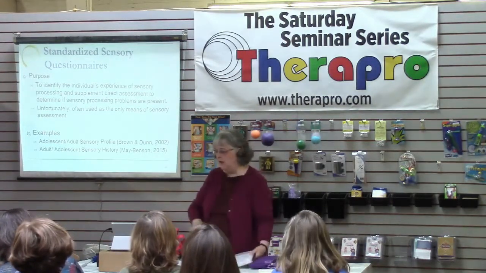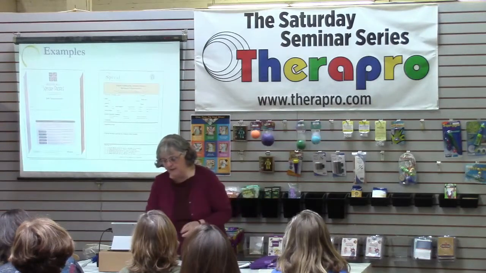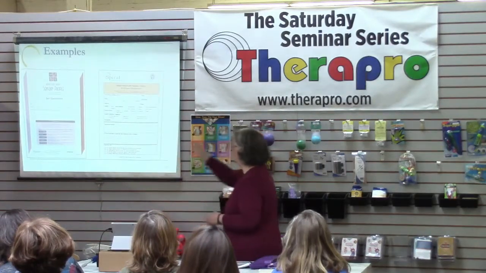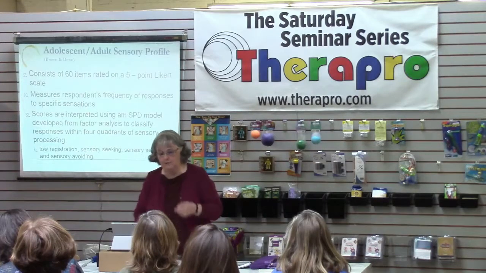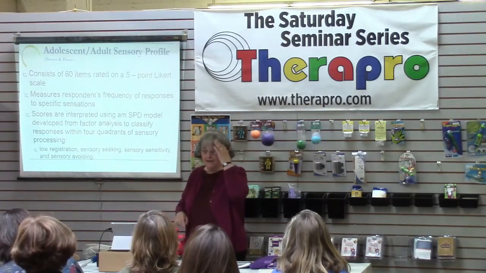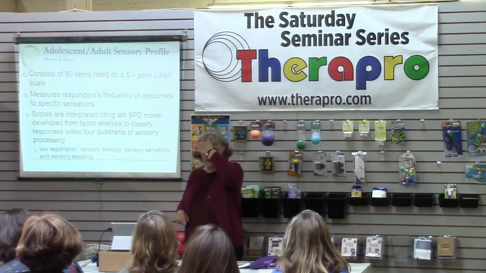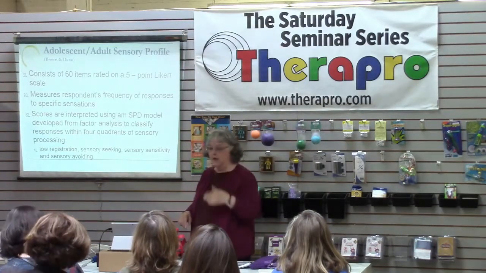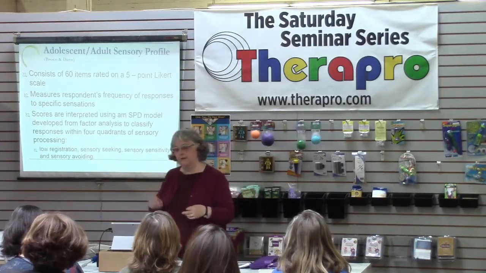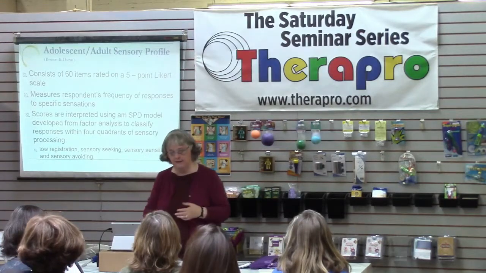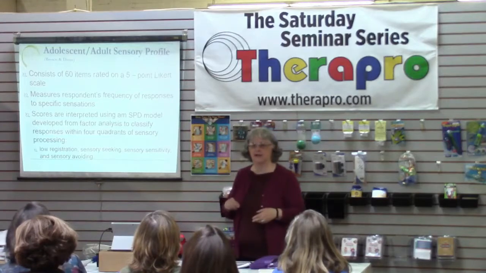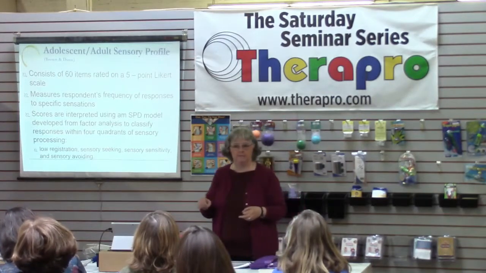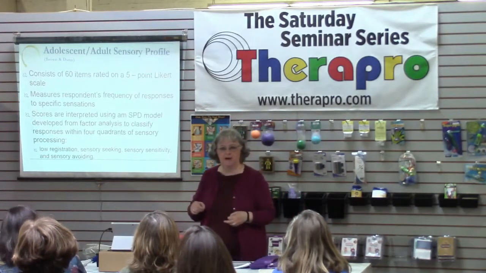Okay? So let's talk about these two measures, starting with the sensory profile. Sensory profile is 60 items, 5-point Likert scale, okay? It measures the frequency of responses to specific sensations. It is designed using the SPD model, okay? So you need to be aware of that.